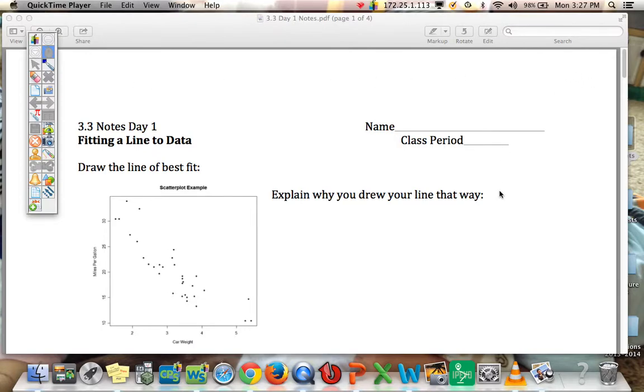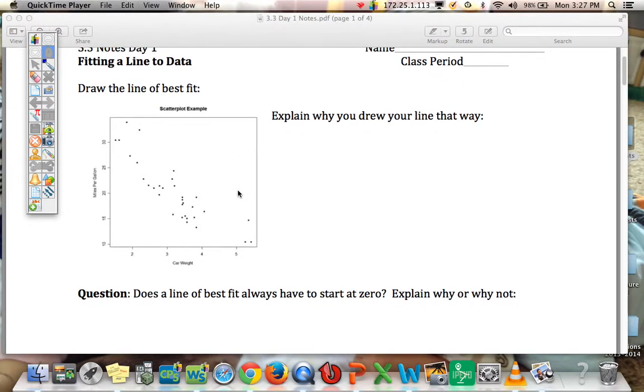Section 3.3 Day 1 is all about looking at data and trying to find the line of best fit. So the warm-up, we can see that we have a scatter plot showing car weight for the independent variable and miles per gallon for the dependent variable. It looks like there's a trend here that as the weight of the car increases, the miles per gallon decreases. So the question is, can you draw a line of best fit?